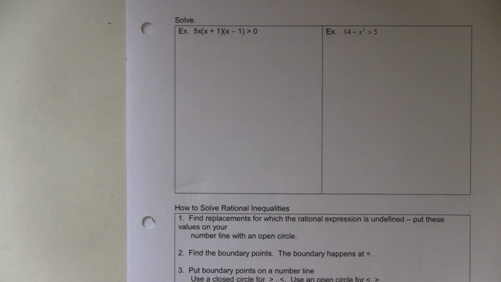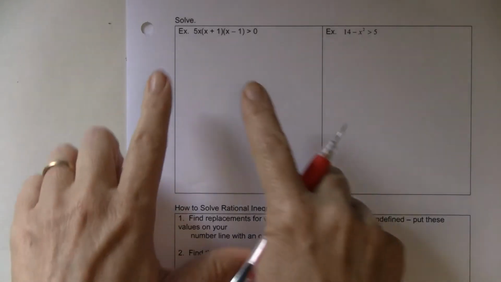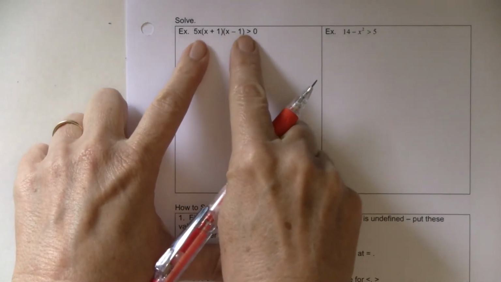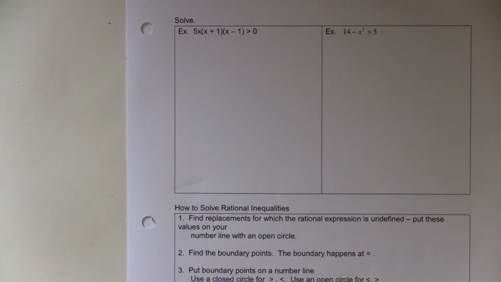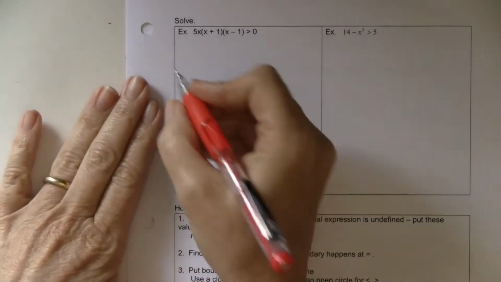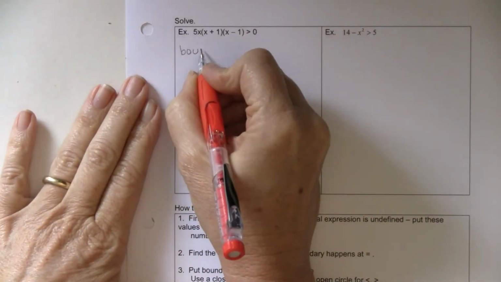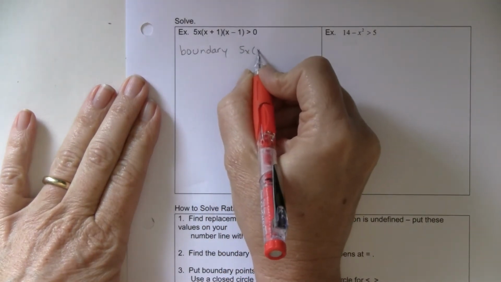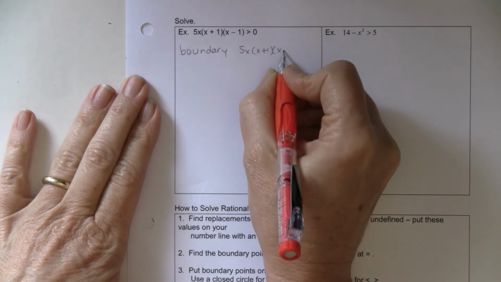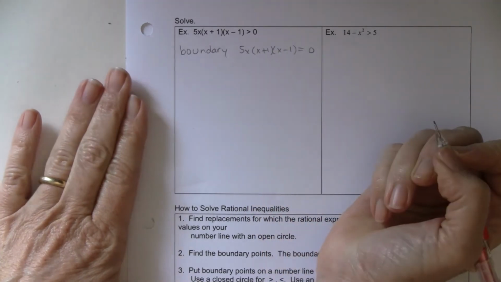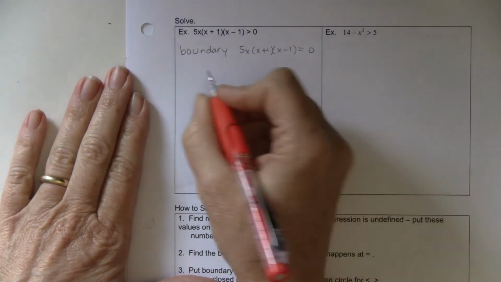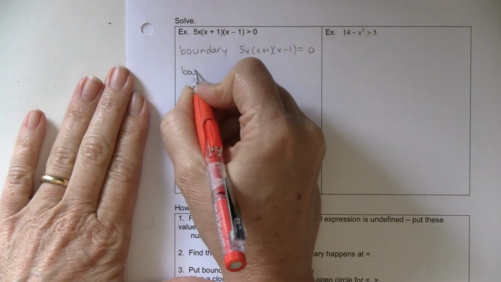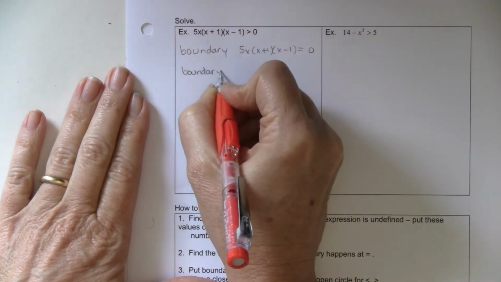Okay, this one has, if you multiplied that all together, which I'm not planning on doing, but if you did, it would end up being x to the third. And so it's actually cubic. But you do the same thing. You solve it by the boundary. That's when 5x times x plus 1 times x minus 1 equals 0. And this is actually going to have 3 boundary points. And my boundary points, they've already factored it for me, so that was sweet of them.